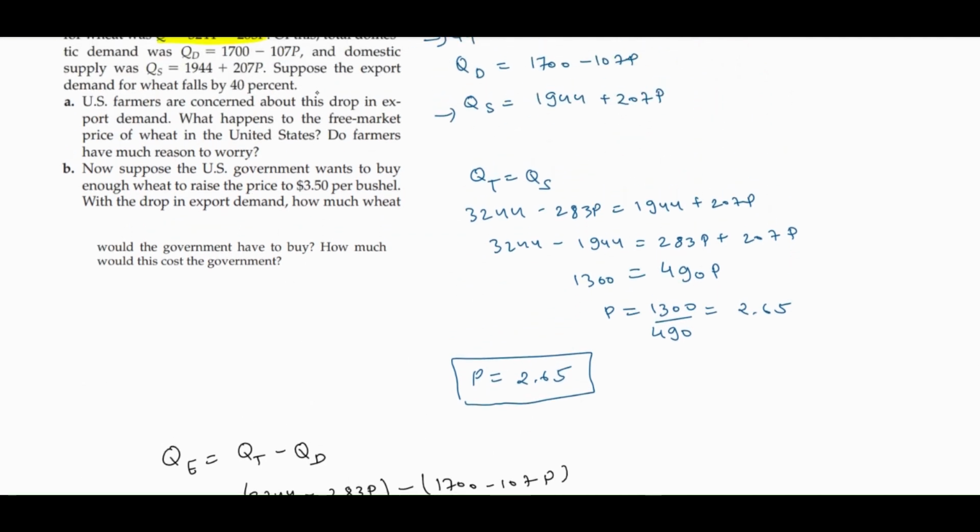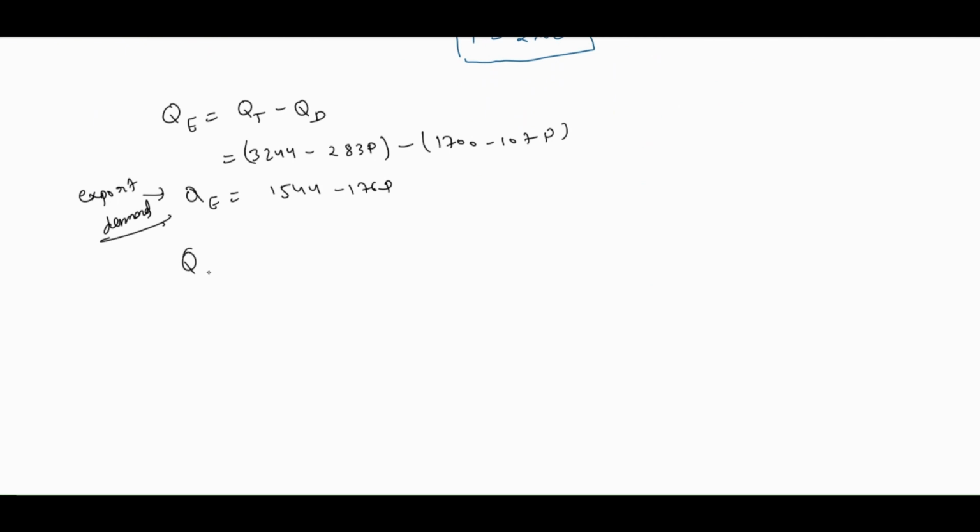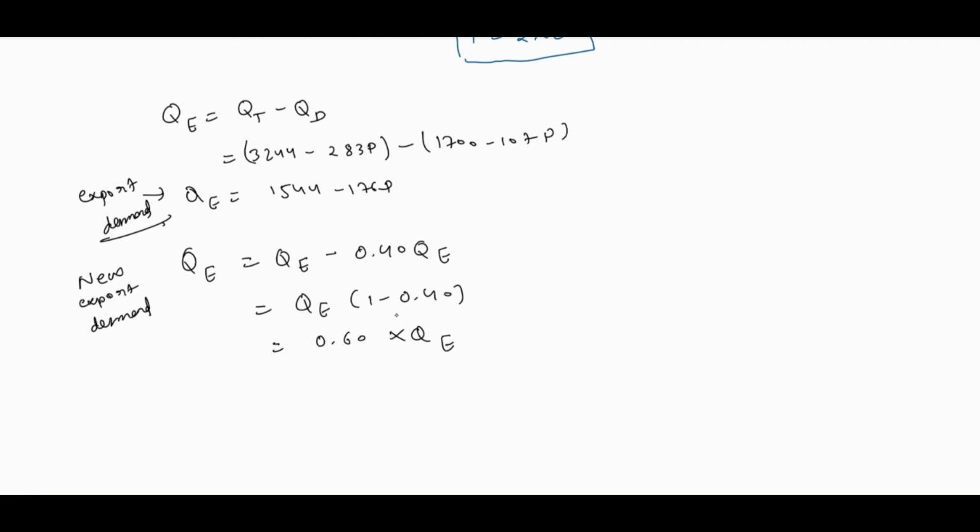Now here they have provided information that suppose the export demand for the wheat falls by 40%. Not extra, actually, this is very important. The export demand for the wheat falls by 40%, which means what would be the new demand for the export? So the new export demand would be, since this demand falls by 40%, whatever the demand was, you subtract 40% of it, which means 1 minus 0.40, so you just multiply 0.60 with QE, right?